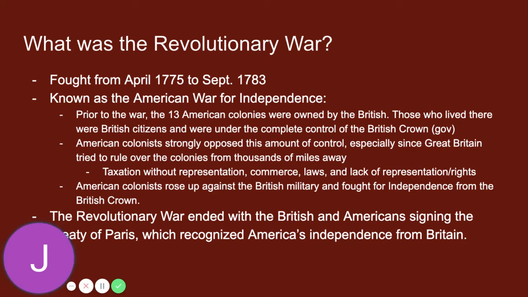The American colonies rose up against the British military and fought for independence from the British Crown. The Revolutionary War ended with the British and Americans signing the Treaty of Paris, which recognized America's independence from Britain, and it's also known as the birth of our nation as we know it today.